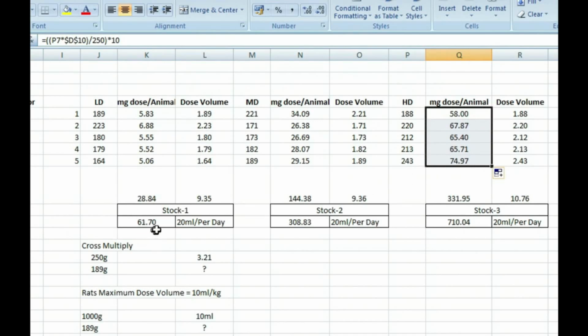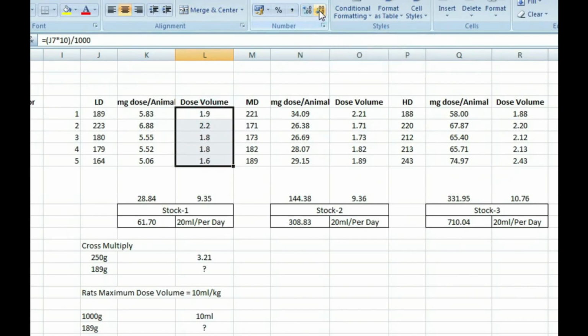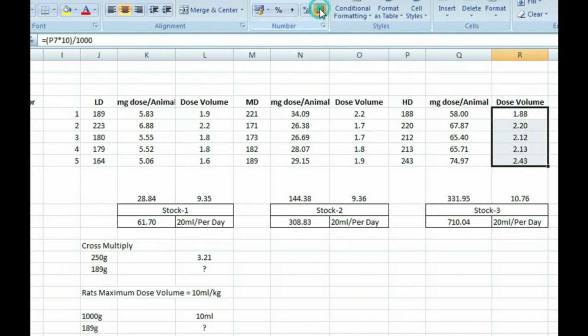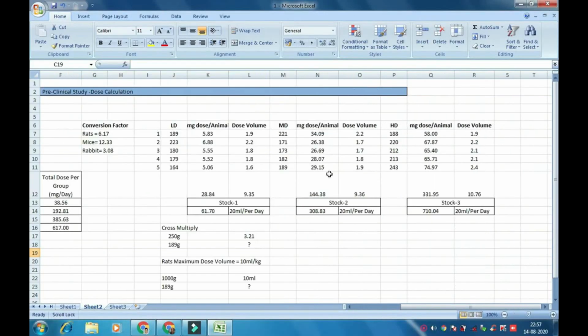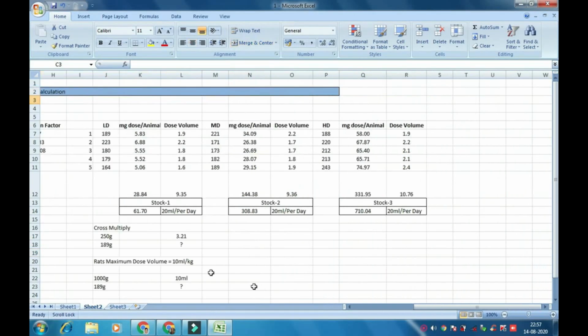So accordingly it has changed its concentration. You can see here. So now we have linked all the doses and dose volume with the human dose, with the change of the human dose. So now we can do it up to 0.1, so that it will be easy to calculate. And now all our sheet is ready for this kind of projects.